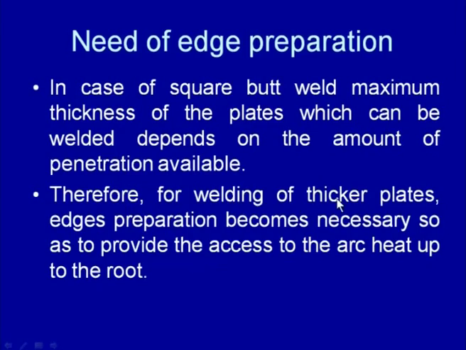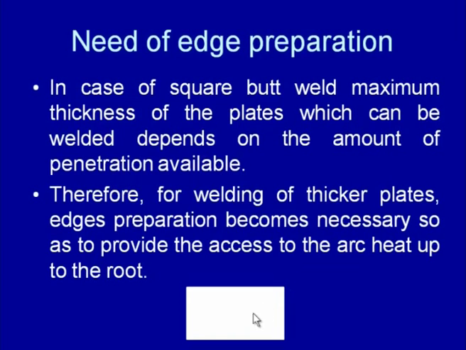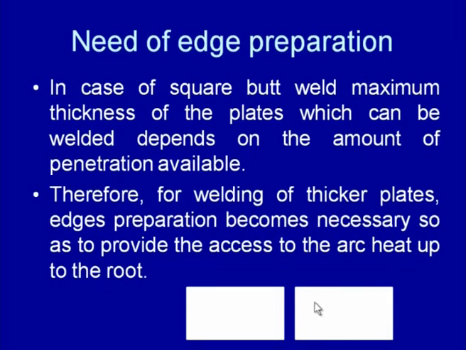So, the maximum thickness normally used for developing a through-thickness full penetration weld with a square butt joint is about 5 mm. Therefore, for welding thicker plates, edge preparation becomes necessary so as to provide access for the heat source, or the arc, up to the root of the plate to be welded. For example, if these are the two plates to be welded together in the square butt position.